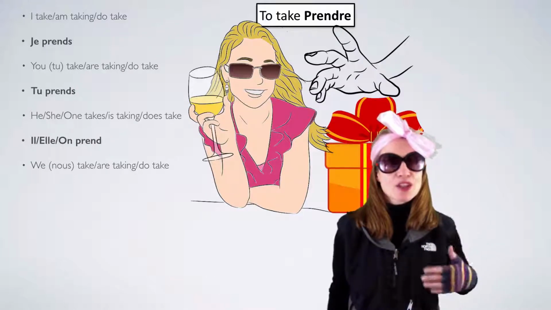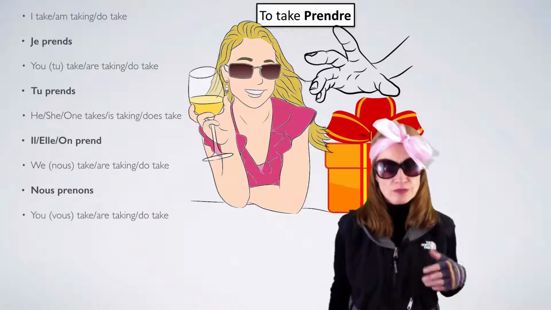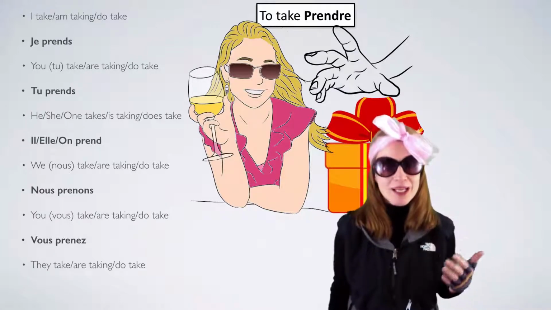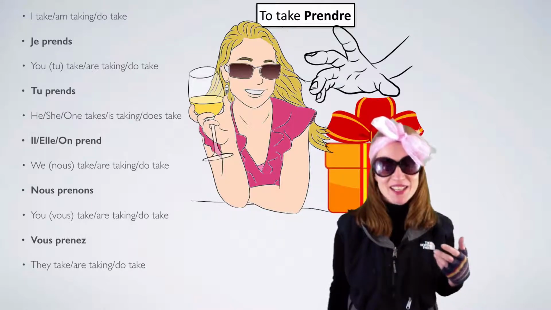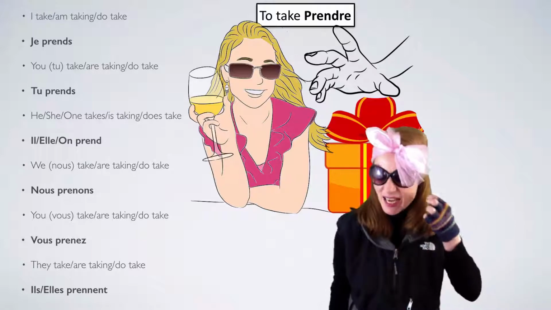We take, are taking, do take, using nous. Nous prenons, using vous. Vous prenez, and the they take, are taking, do take. Ils, elles prennent, with a nice clear N sound at the end.